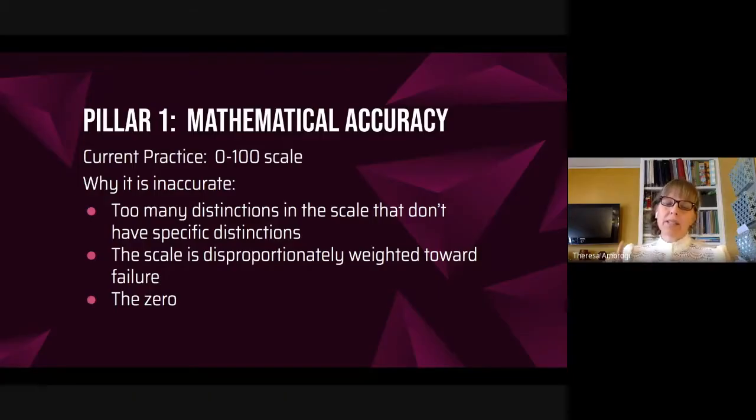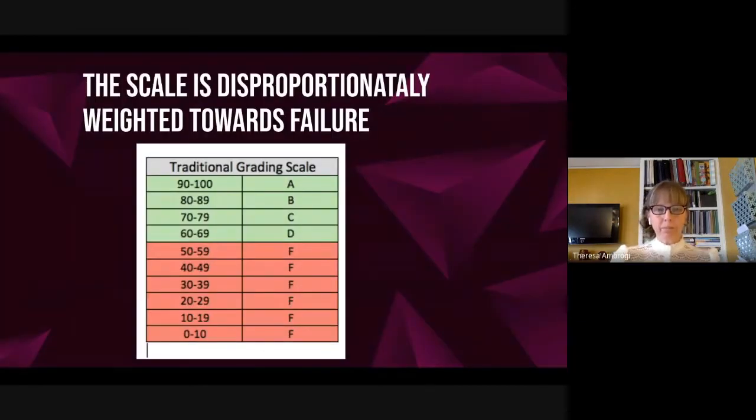One of the other reasons that our grades are not mathematically accurate using the 0 to 100 scale is that our scale is disproportionately weighted toward failure. So if you look at this graphic, you can see this is our typical grading scale. And I've highlighted all of the ways a kid can get an F in red and all of the ways a kid can get a passing grade in green.